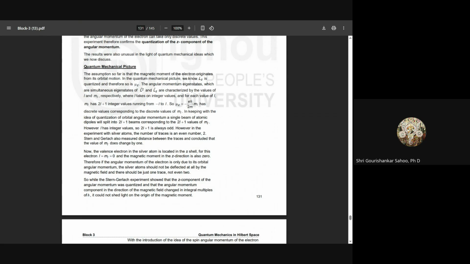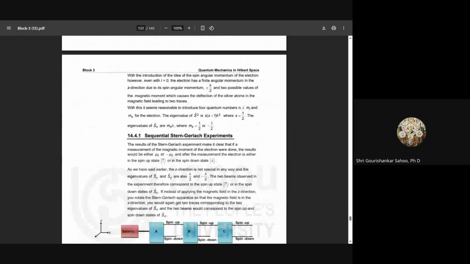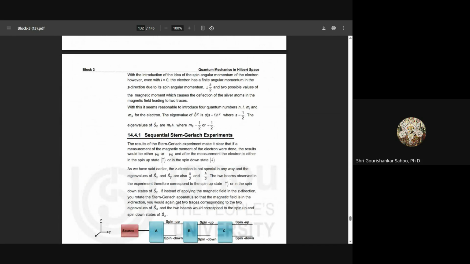So if the angular momentum of the electron is only due to its orbital angular momentum, the silver atom should not be deflected at all by the magnetic field, and there should be just one trace, not even two. So while the Stern-Gerlach experiment showed that the z component of the angular momentum was quantized, and that the angular momentum component in the direction of the magnetic field changed in integral multiples of h cross, it could not shed light on the origin of the magnetic moment. So here you can see there are two, spin up and spin down, but the origin is unknown. With the introduction of the idea of spin angular momentum of the electron, even with L equal to 0, the electron has a finite angular momentum in the z direction due to its spin angular momentum, plus or minus h cross by 2.